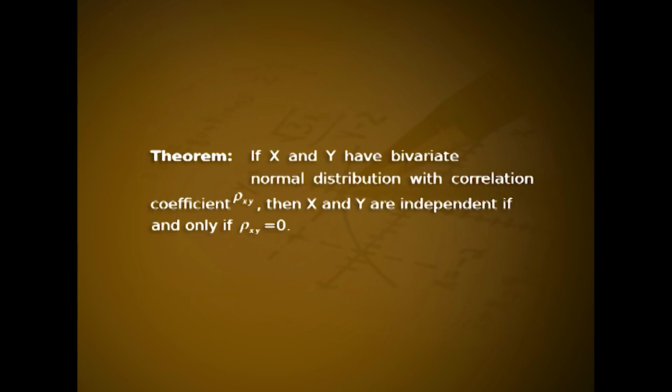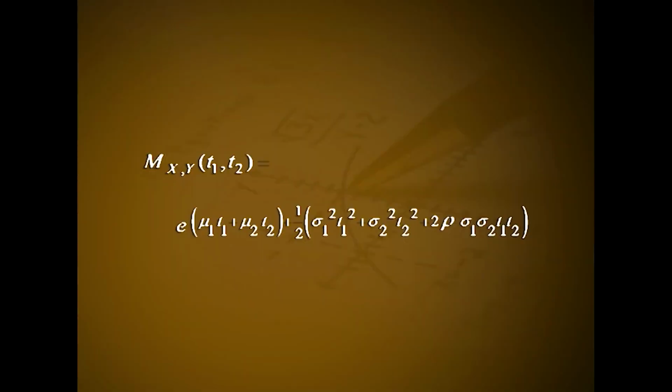Theorem: if x and y have bivariate normal distribution with correlation coefficient rho xy, then x and y are independent if and only if rho xy equal to 0. The joint MGF of x y following bivariate normal distribution is derived as m xy of t1 t2 equal to e raised to mu 1 t1 plus mu 2 t2 plus 1 by 2 into sigma 1 square t1 square plus sigma 2 square t2 square plus 2 rho sigma 1 sigma 2 t1 t2.